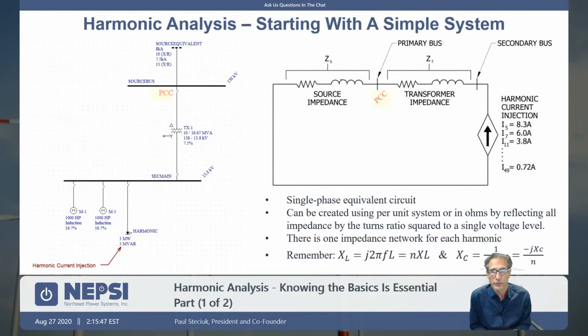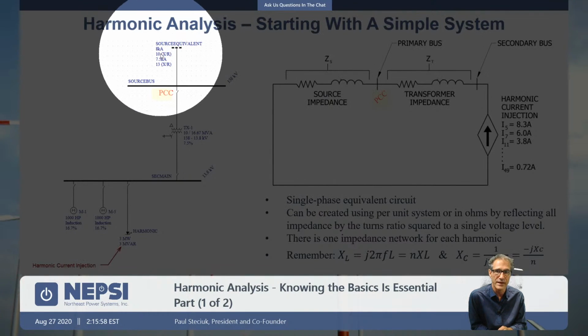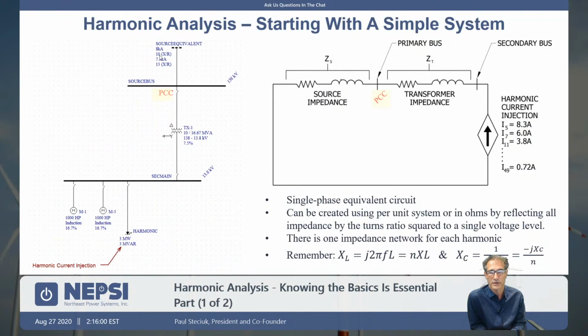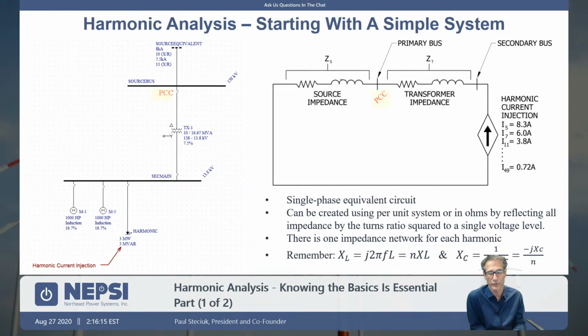So we'll start off with a very simple system here. And so on the left here, we have a source equivalent, and it's an 8 kA source equivalent. So 8,000 amps source short circuit level with an X over R of 10. And it's got a line to ground fault current. We actually show a line to ground fault current here of 7.5 kA with an X over R of 13.